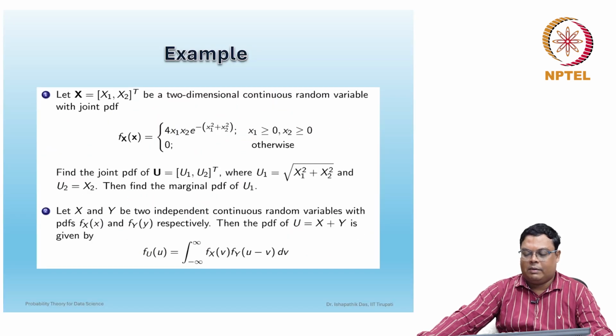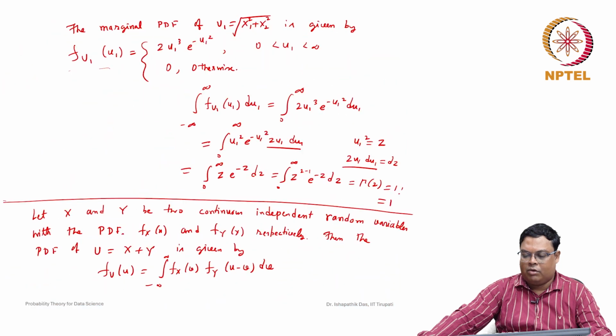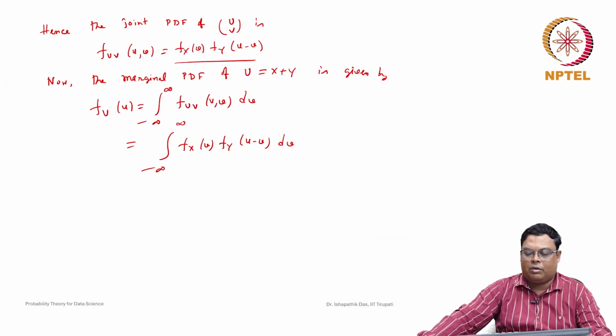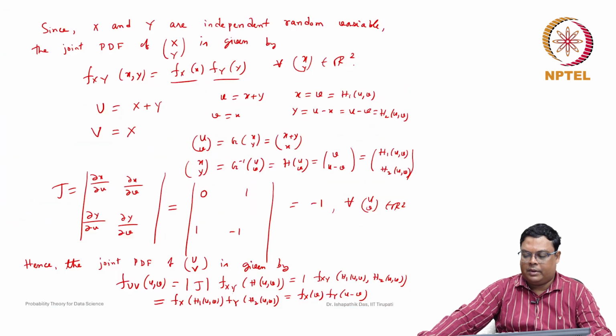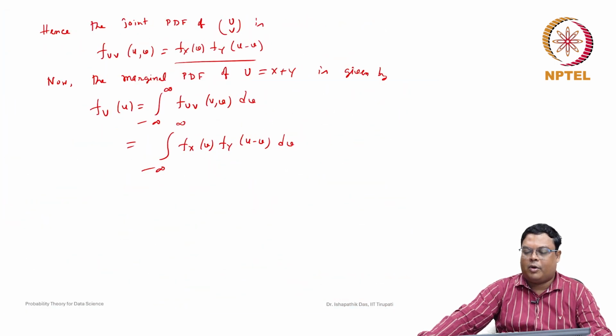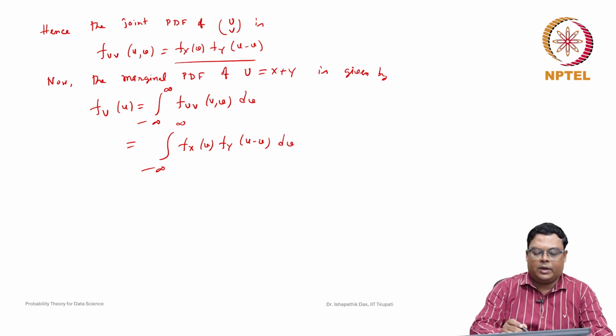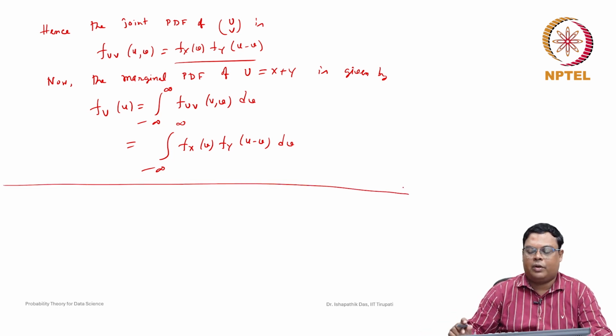Let X and Y be two independent continuous random variables with probability density functions fX and fY respectively. Then the probability density function of U equal to X plus Y is given by fU of u is equal to the integral from minus infinity to plus infinity of fX of v times fY of u minus v dv. So we also found this finally. This is the theorem. I hope you have understood it.